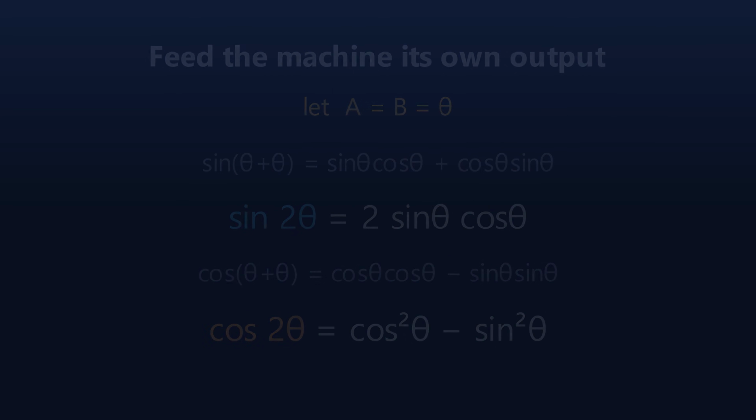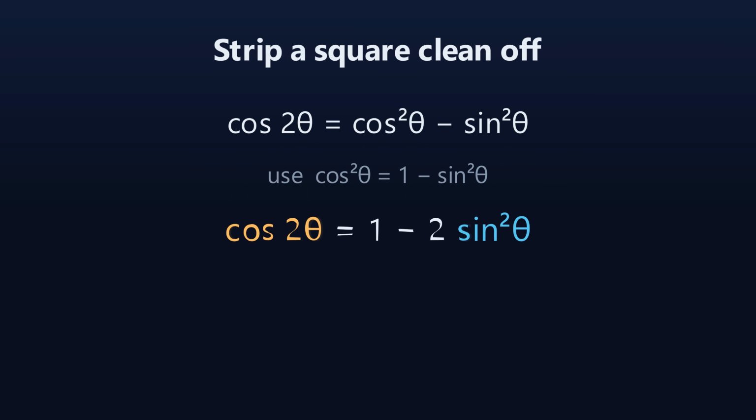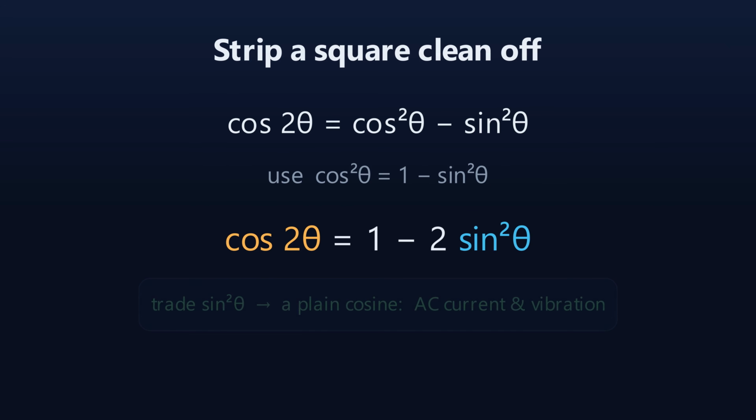And because sine squared plus cosine squared is 1, that cosine formula can be rewritten to strip a square clean off. Cosine of twice the angle equals 1 minus 2 sine squared. Rearrange it, and you can trade a stubborn sine squared for a plain cosine of a doubled angle. That one trick is how engineers tame the equations of alternating current and vibration.